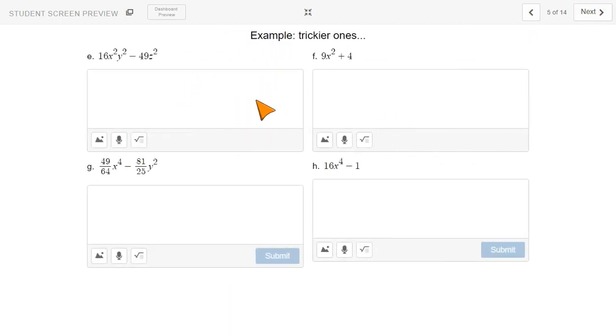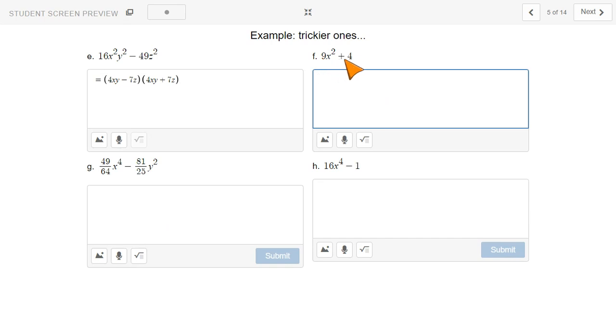Okay, so let's do an example of a few that are a bit trickier. We have perfect squares again, but now we have a few more variables. Let's factor them. 4xy minus 7z. Then we have 4xy plus 7z.